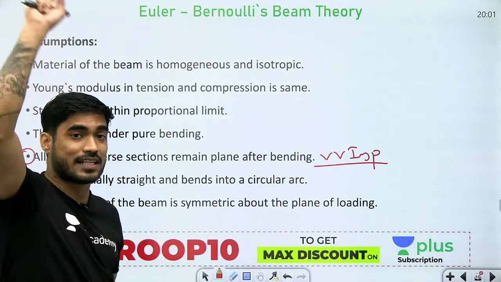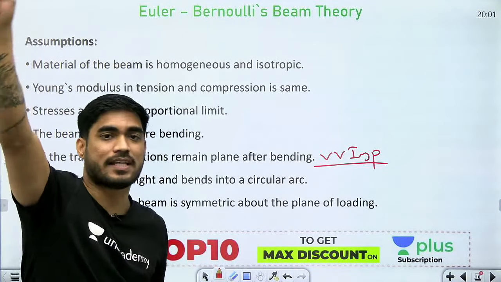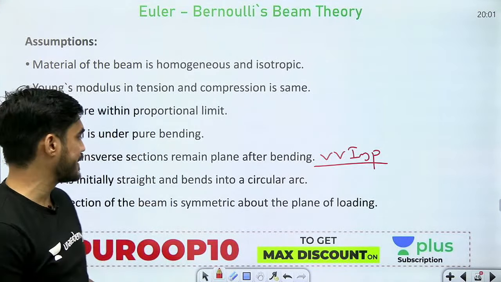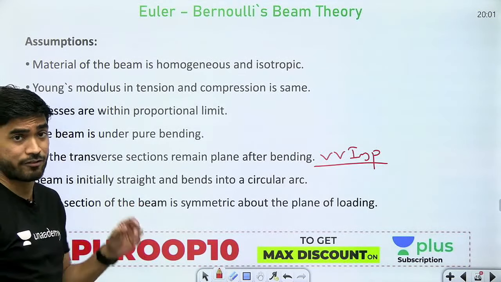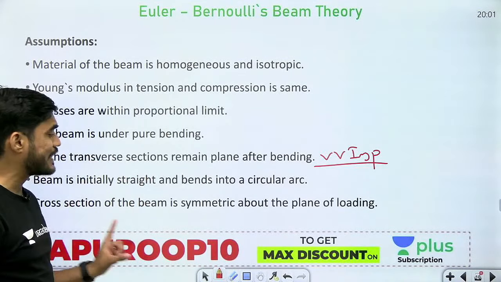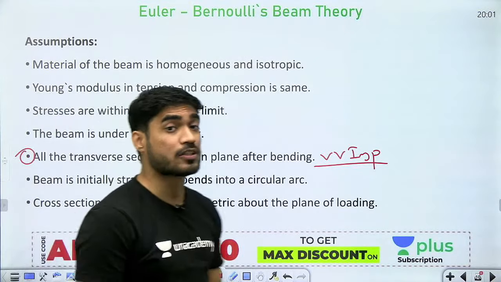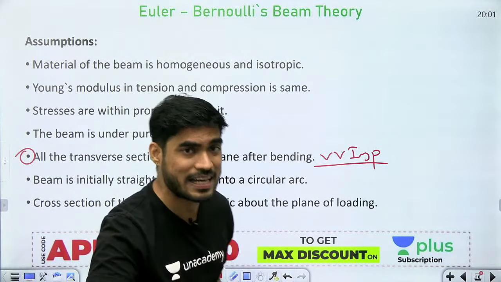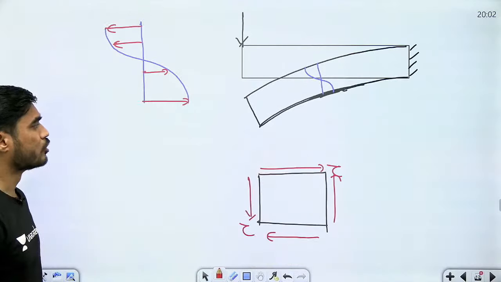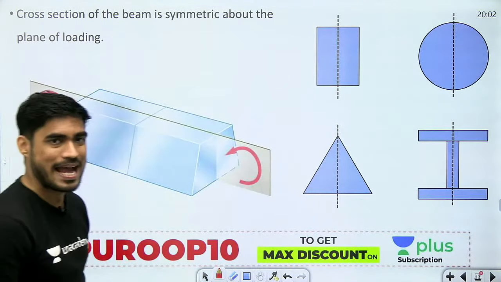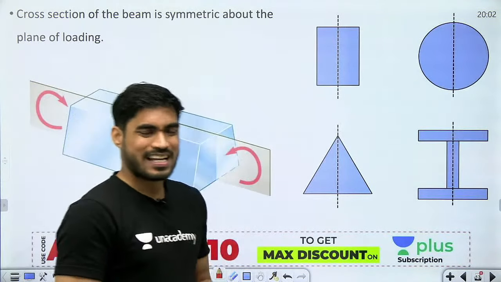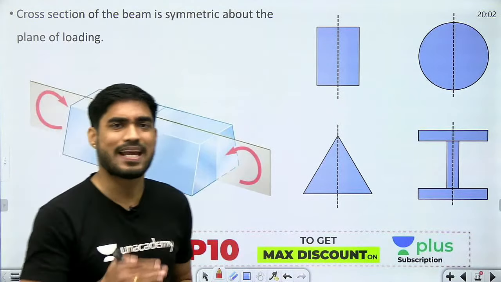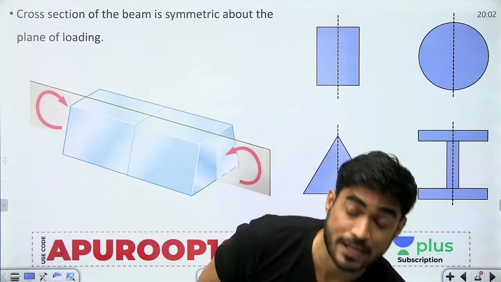When I explain the shear stress in beams, I will explain the concept of shear center, but this assumption is really important, okay, if you want to understand it. So cross section of the beam is symmetric about the plane of loading. Okay, now I will explain this using the diagram. तो बेटा ये वाला डायग्राम जो है मैंने बनाया हुआ है in order to explain the concept. Now first of all understand what is plane of loading.